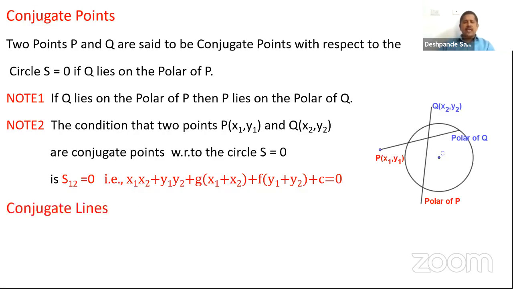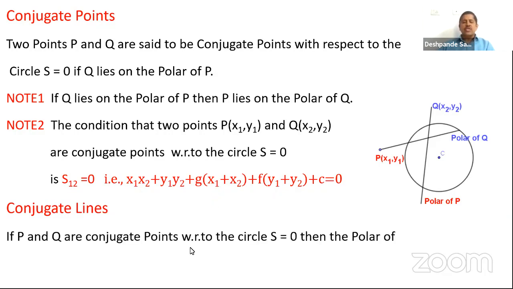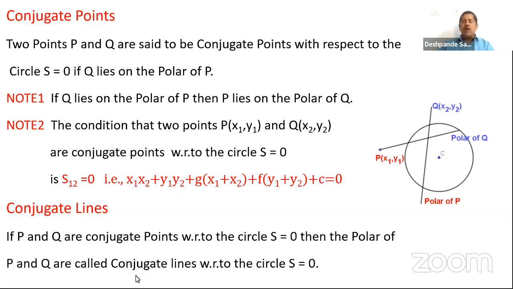Once you have understood what conjugate points are, we can discuss conjugate lines. You have the polar of P here and the polar of Q here. These two lines we can call conjugate lines. So if P and Q are conjugate points with respect to the circle S equal to 0, then the polars of P and Q are called conjugate lines with respect to the circle. This is the polar of P, this is the polar of Q. These two lines which I have drawn here are called conjugate lines. Understood, children?